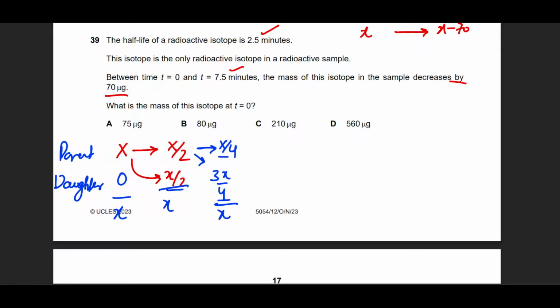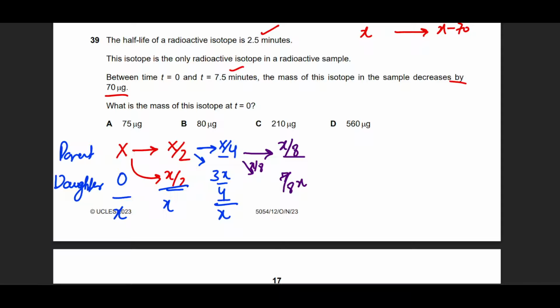Again, the parent undergoes the decay again, and the parent becomes x by 8. Now, x by 8 of the parent, again, half of that is actually going to go to the daughter. So when you add this 1 by 8 again into this fraction, it becomes 7 by 8. So today, the daughter is 7 by 8 of the parent, and the parent is only 1 by 8.